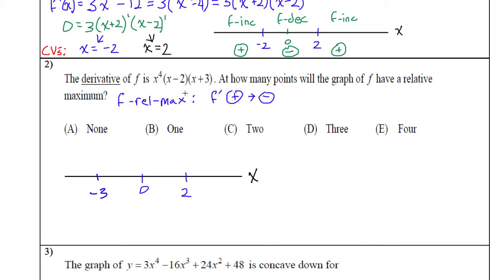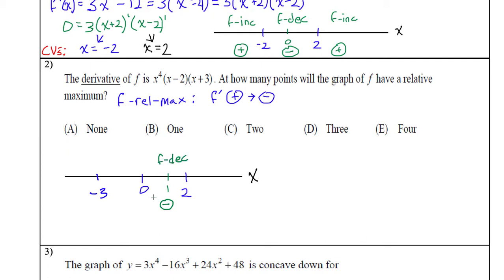So I'm going to choose the nicest value to plug in. The nicest value that I think of is 1. If I plug in 1 into each and every one of these, that means I'm going to have 1 to the power 4, which is a positive, 1 minus 2, which is -1, which is a negative, and 1 plus 3 is 4, which is a positive. A positive times a negative times a positive is a negative, which means on this interval I have a negative value, which means this is f decreasing.